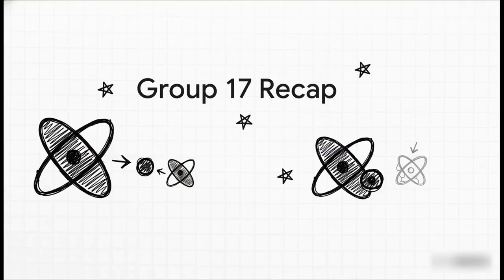Okay, so halogens in a nutshell? Two things to remember. They have the highest electronegativity in their rows, bar none. And because of that, they are powerful oxidizing agents, which is just a chemist's way of saying they are really, really good at stealing electrons from other things.